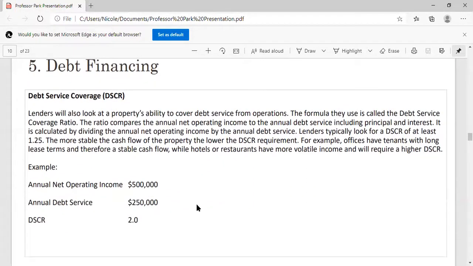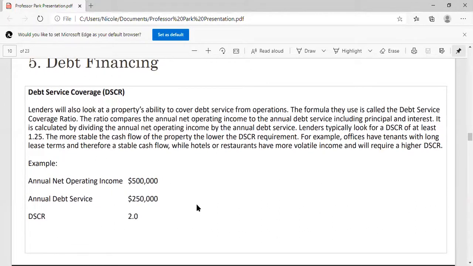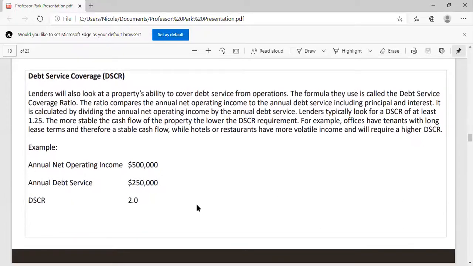They also look at the debt service coverage ratio. This is the property's ability to cover debt from operations. It compares the annual net operating income to the annual net debt service, which includes the principal and interest. They want to make sure it's typically over 1.25. And the more stable the cash flow of the property, the lower the requirement is.